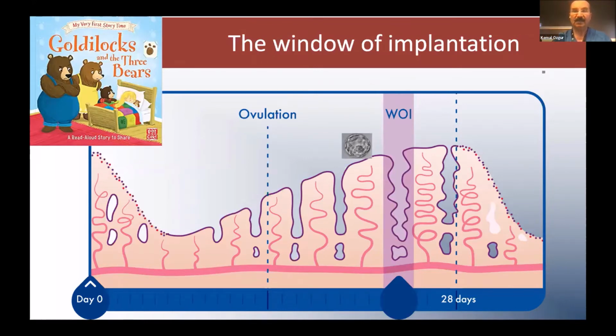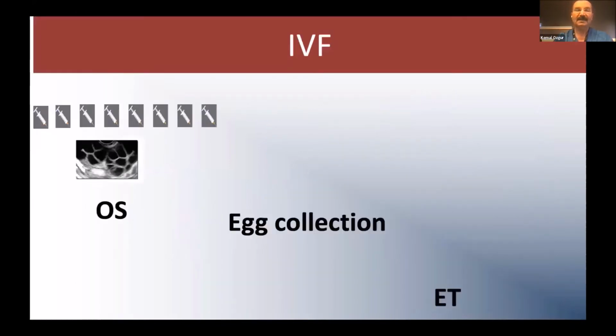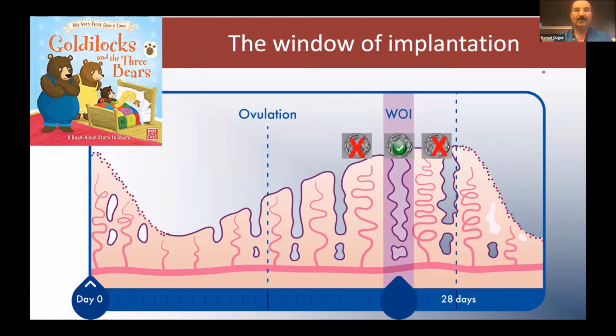Now, if you transfer a blastocyst a day before, it will not implant. And if you transfer a day after the window of implantation, it will not implant. But if you transfer it just at the right time, then we will have a healthy baby. So it's like the story of Goldilocks and the Three Bears: you have to be at the right time, at the right place. So this is the basics of physiology.